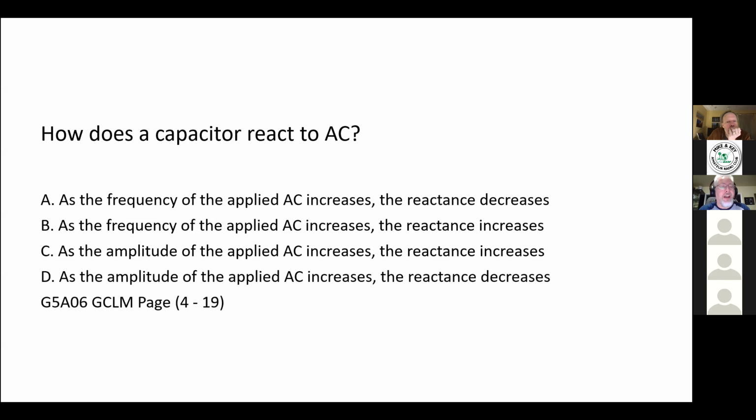So now the opposite. How does a capacitor react to AC? A, as the frequency of the applied AC increases, the reactance decreases. B, as the frequency of the applied AC increases, the reactance increases. And we're going to skip the amplitudes, C and D, because they're just distractors. Alpha is correct.